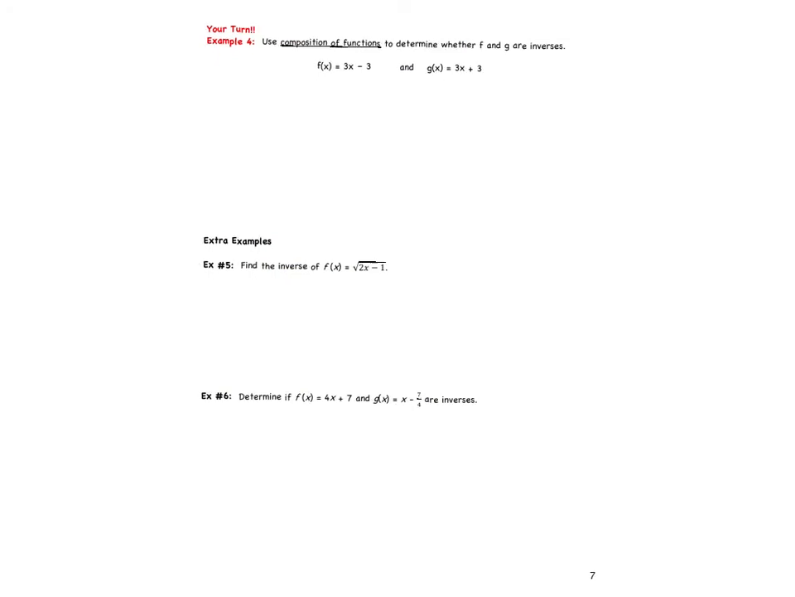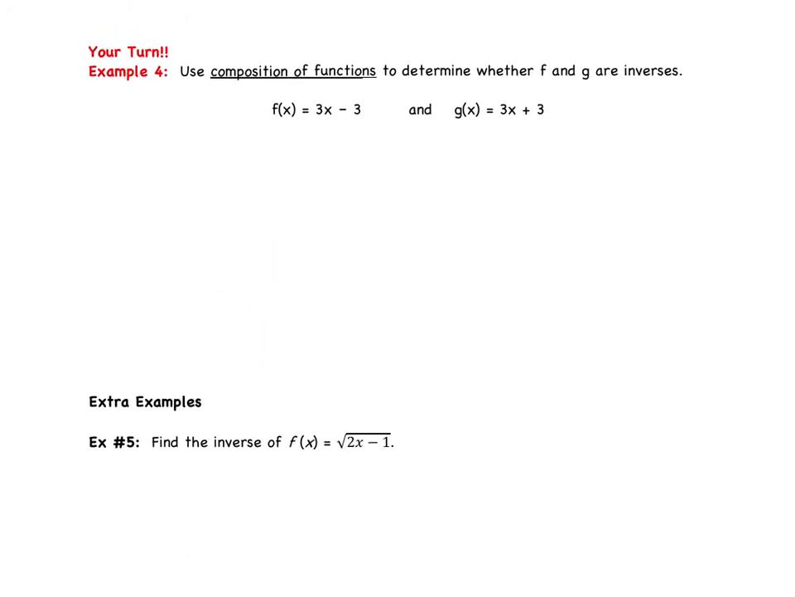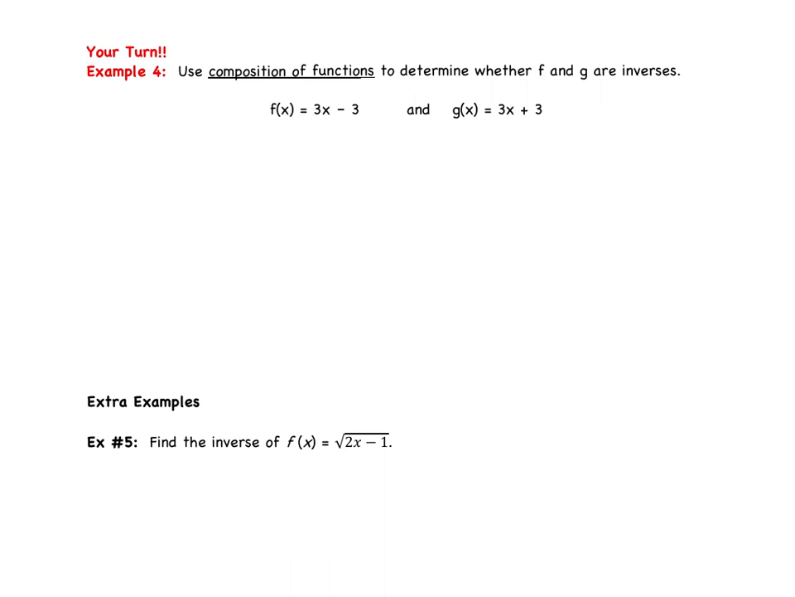You all have an example here to do, and it's this example number 4. Use composition of functions to determine whether f and g are inverses. So what you're going to do is find f of g of x, and you're going to find g of f of x. And remember, you should get x. We don't care that we end up with the same compositions. What we care about is that we get x. So in this first one, you're going to take g of x and plug it into f. So take g of x, plug it into f.